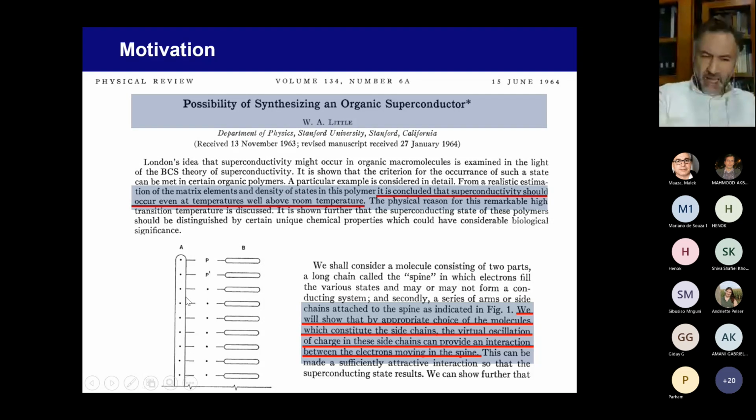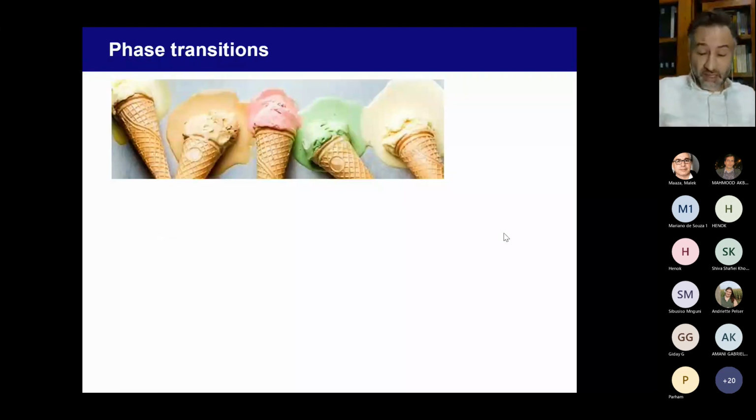The idea proposed by Little is that you have a spine, which is indicated here in panel A of this figure. And you have side chains, which are coupled to the spine. And then we have kind of a very intricate coupling between the spine and the side chains, which give rise to electronic excitations which are related to the Cooper pairs. I'm not going into details, just to give you a flavor of the motivation in exploring these materials.